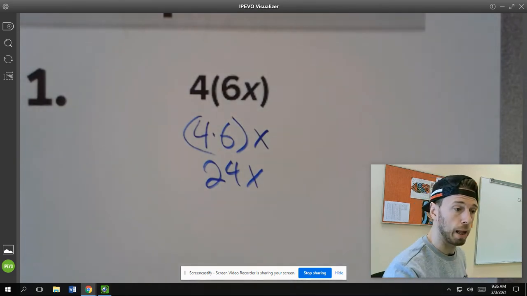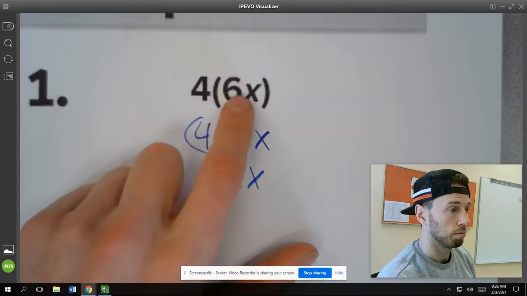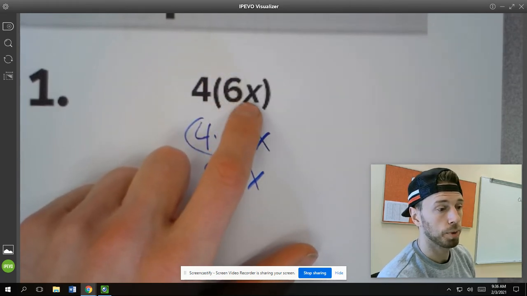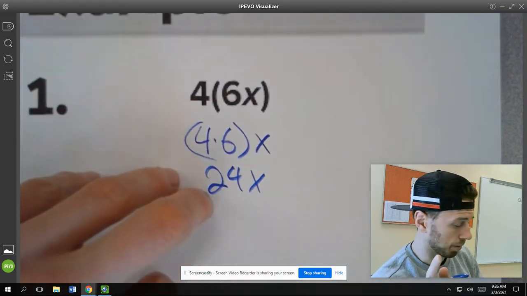You are allowed to multiply variable terms times a number, because remember, that's just showing us how many x's there are, and we can multiply however many x's there are as much as we want. We just can't add them together.